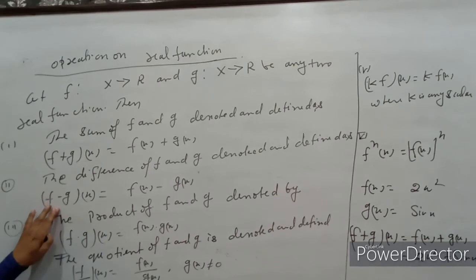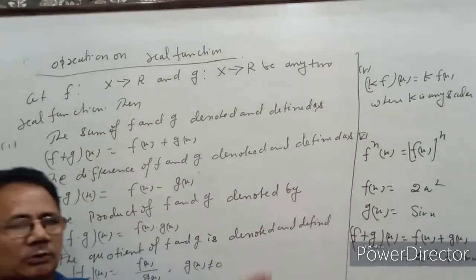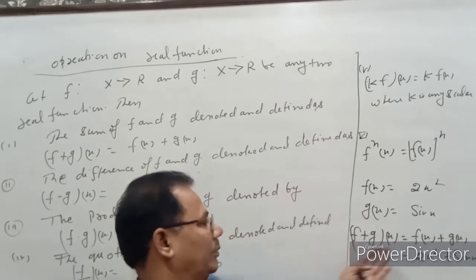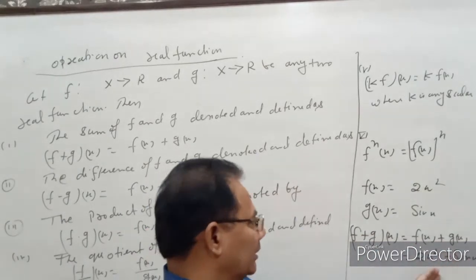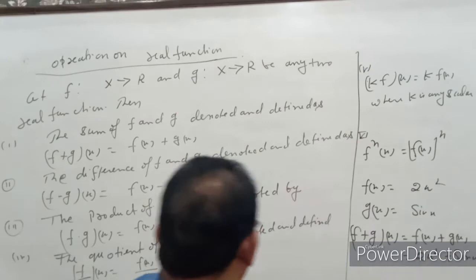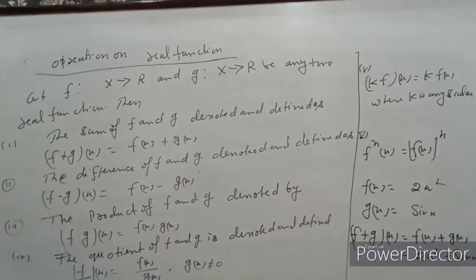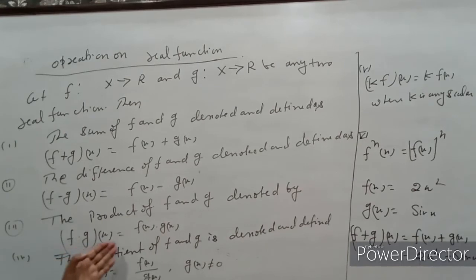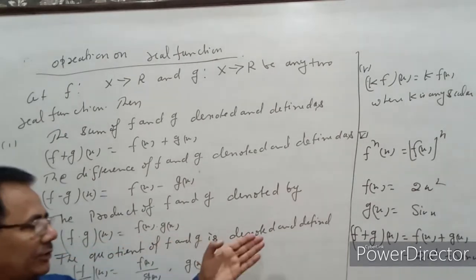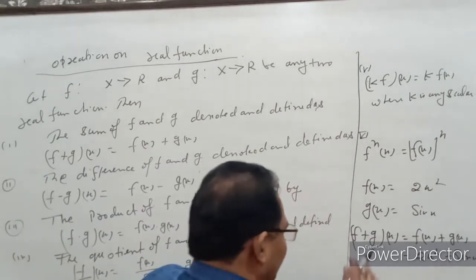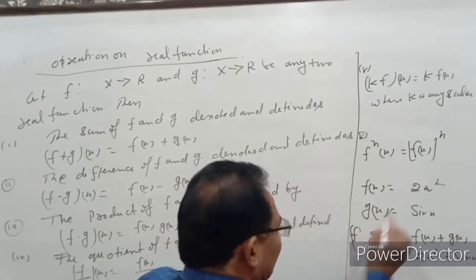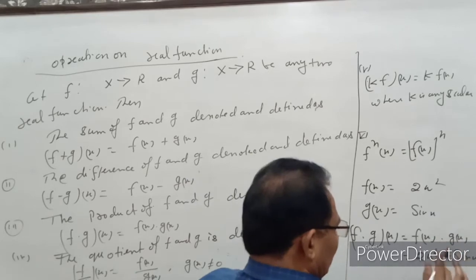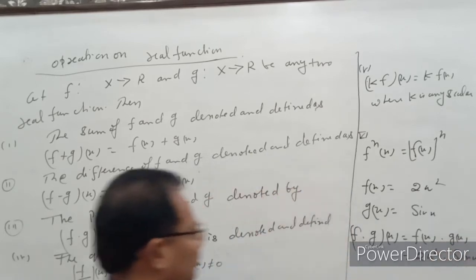Similarly, if we want to find the difference of the two functions, f minus g is denoted by minus in place of plus, and we calculate f(x) minus g(x). Similarly, if we define the product of the two different functions, (f into g)(x) should be equal to f(x) into g(x). If we find the product of these functions, f(x) is equal to this and (f into g)(x) is equal to this.